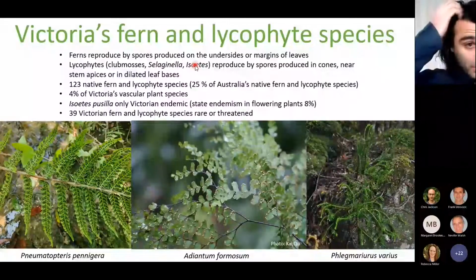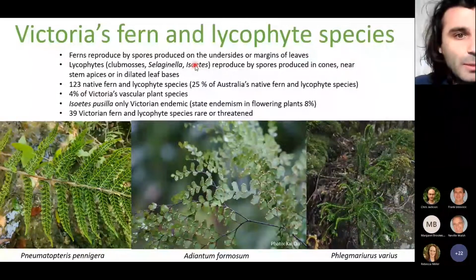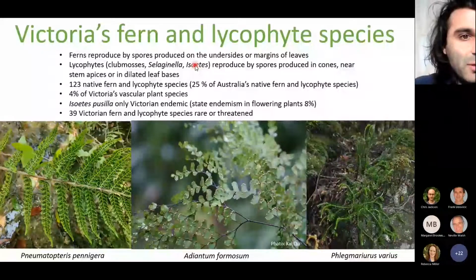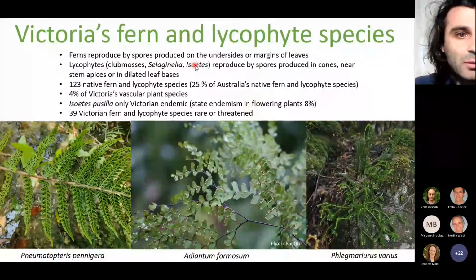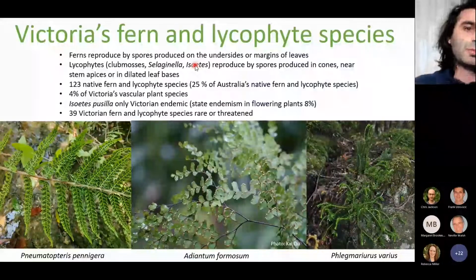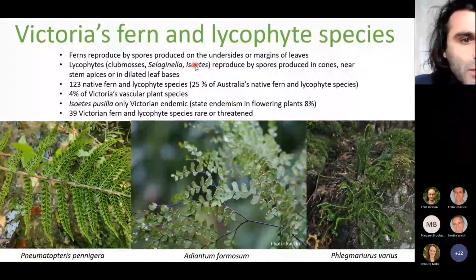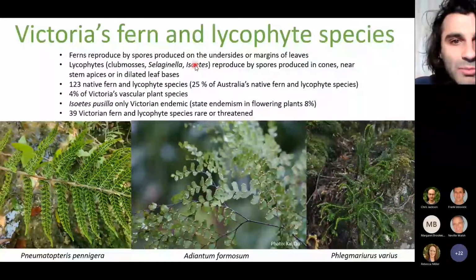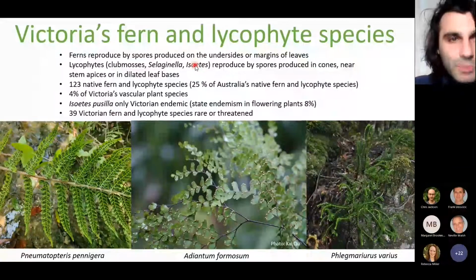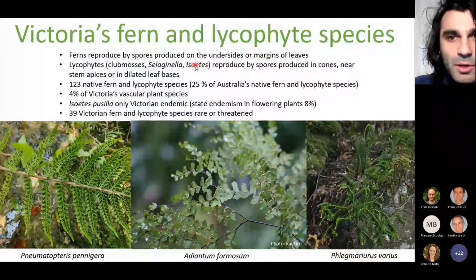So they do contribute quite a conspicuous and important component of the vegetation in Victoria. They're 4% of Victoria's vascular plant species, so not nearly as rich as flowering plants and conifers. Well, actually, they're more diverse than conifers, but the other vascular plants are far more species rich. Isoetes pusilla is our only endemic species, so the only species that's entirely restricted to Victoria.